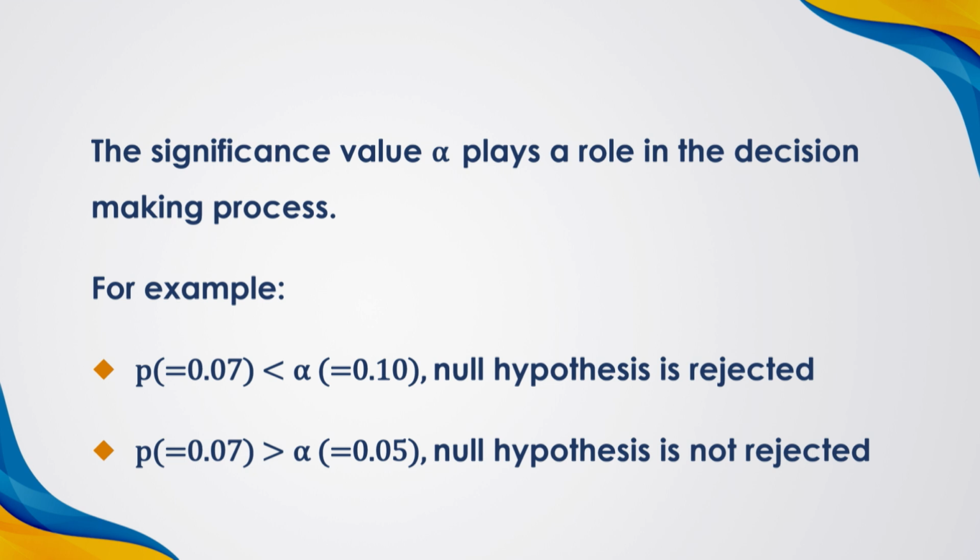Therefore, if you compare, the left hand side is 0.07 in both the cases, but on the right hand side the alpha value changes. In the first case it is 0.10, in the second case it is 0.05. Because of this variation, you can see the null hypothesis is rejected in the first case, whereas the null hypothesis is not rejected in the second case.